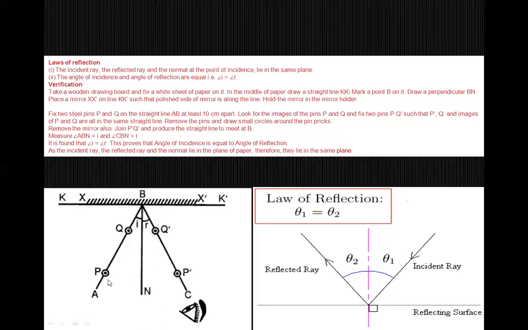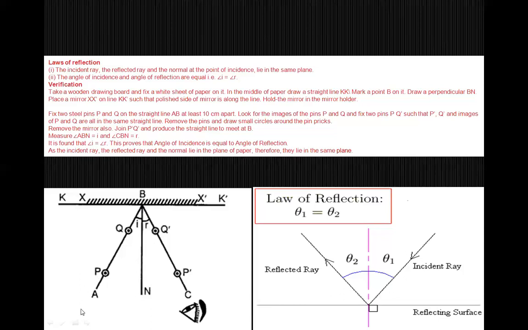After that, you will draw the straight lines PQ dash touching the mirror line, and P dash Q dash again proceeding it where they meet. Then you will draw the normal N at an angle of 90 degrees. Then with the help of a protractor, you will measure the angle of incidence and angle of reflection, and you will find that the angle of incidence is equal to the angle of reflection. For example, if the angle of incidence is 30, the reflection will also be 30. So this experiment proves the two laws.